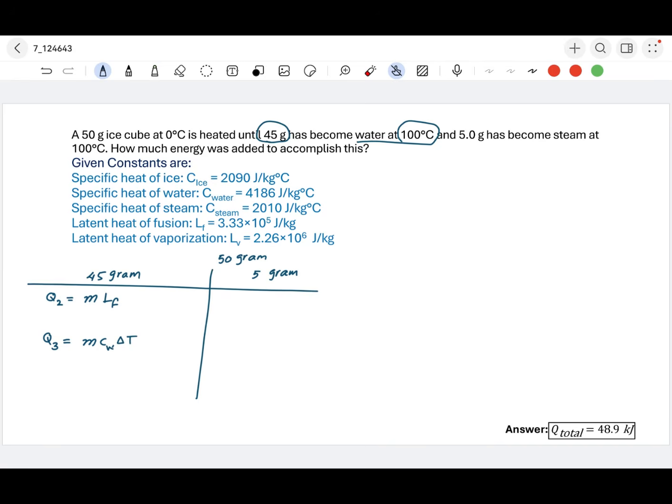This is the specific heat of the water. So substitute the numbers. So 45 gram is 0.045 multiplied by LF. LF means 3.33 times 10 to the power of 5. Whereas here 0.045, the specific heat of the water, 4186 multiplied by 100. So find the answers.